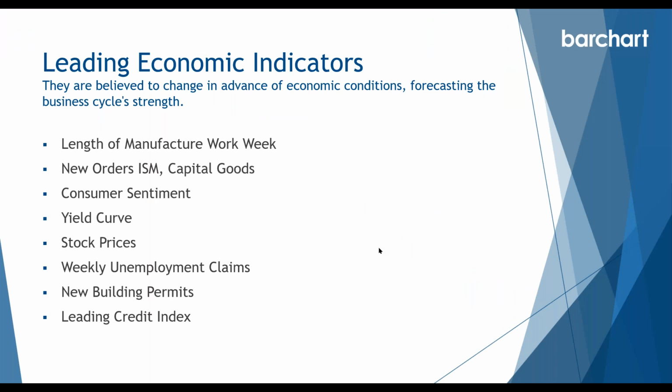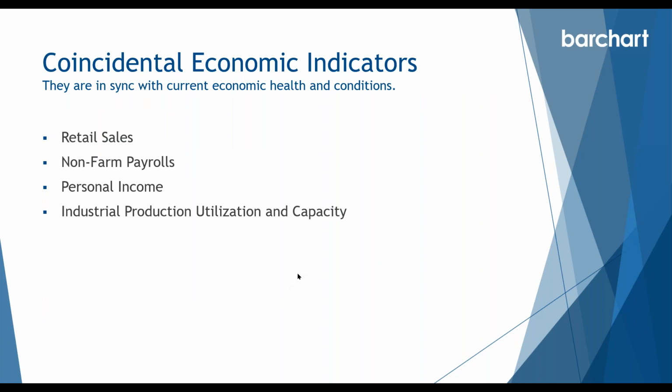Stock prices. I know that sounds obvious, right? But the stock market really is, again, a leading economic indicator. And until we break this bear market downtrend, again, I'm not really ready to jump into looking at those forward sectors. Unemployment claims makes sense, right? If we see a lot of people who are going on unemployment, that's not a sign of a healthy economy. We see unemployment claims fall, that's a sign that the economy is a little better. New building permits. And then leading credit index.